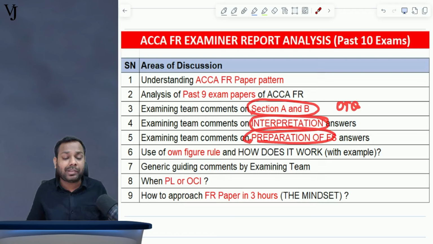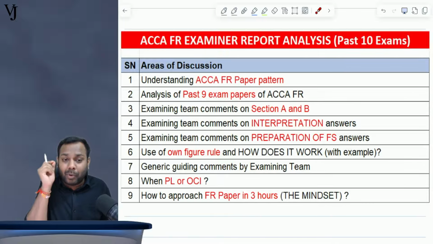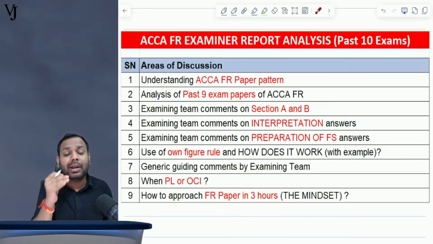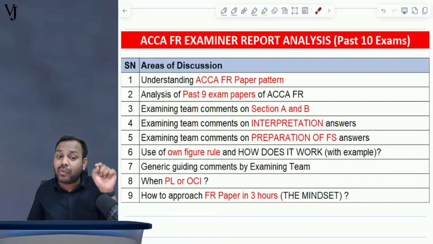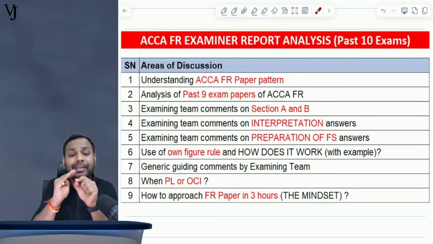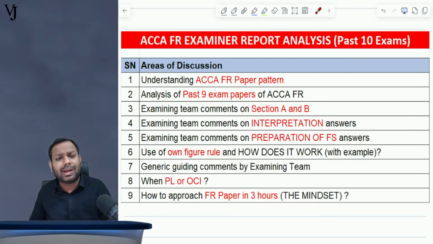All of us talk about the own figure rule, but let me tell you, most students don't know what exactly the own figure rule means and how it works. So I will explain the meaning of the own figure rule with the help of an example, so that you know the marking scheme behind it. Also, there are a few generic comments given by the ACCA examining team for the entire ACCA FR, which I will also discuss with you.